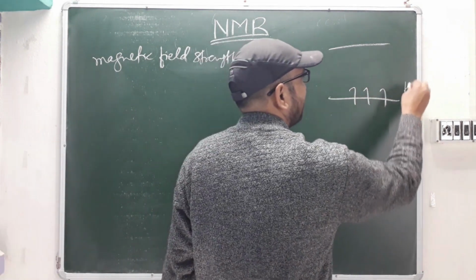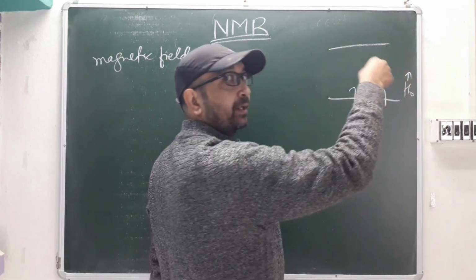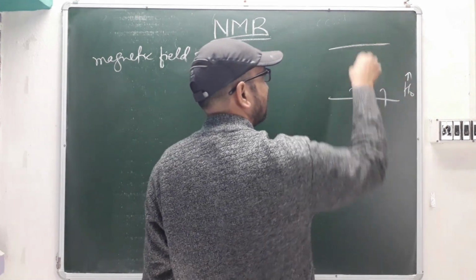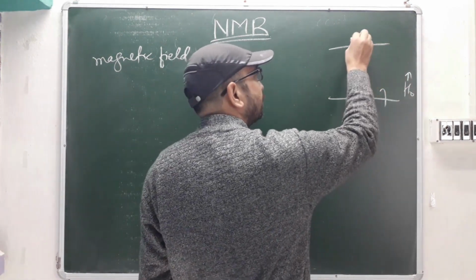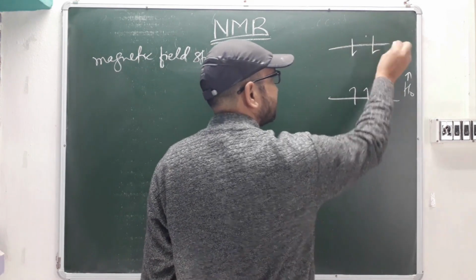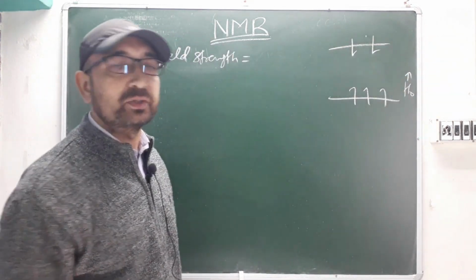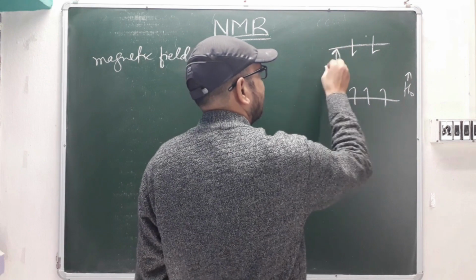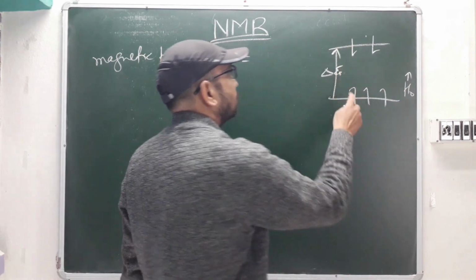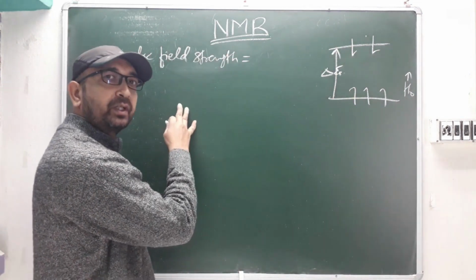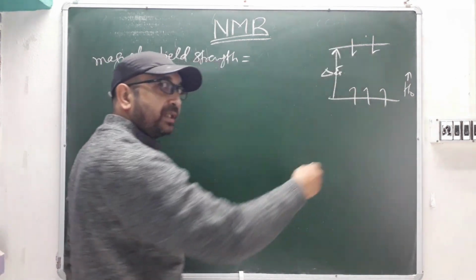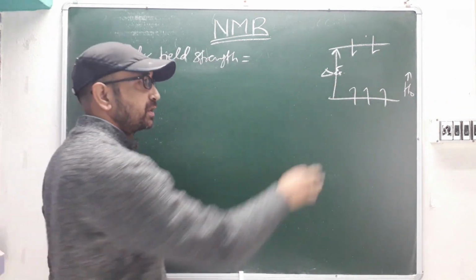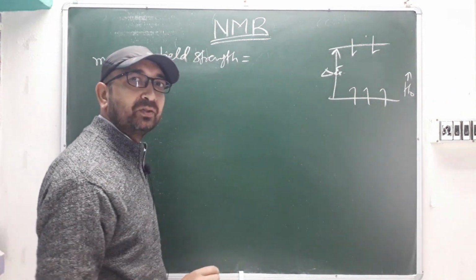You have applied some external magnetic field, and then out of these 3, 2 have moved upside and will have the opposite spin. Now it is showing opposite spin, and this value is delta E, okay. All these things are there, but I am not going into this basic level because otherwise the lecture will be too lengthy, okay.